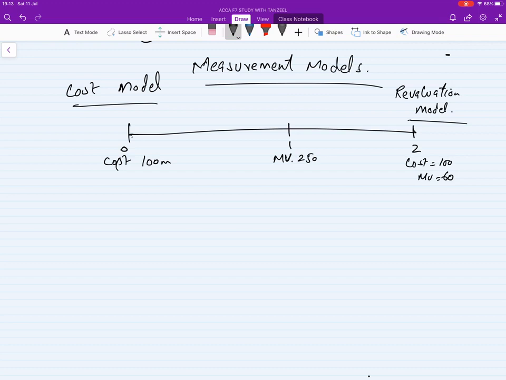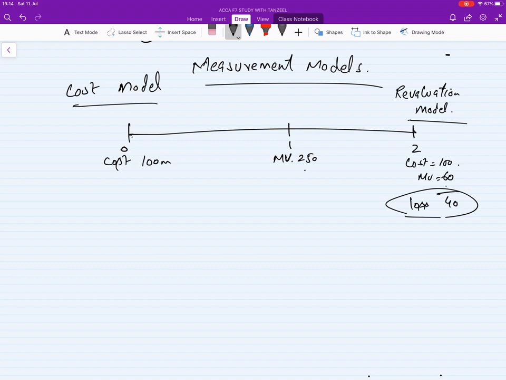And then in the next year, the market value was reduced to 60 million. The actual cost was 100, but the new market value at year 2 has decreased to 60. It means from 250 to 60 there was a huge and massive loss. The director was like, no, no, no, let's start calculating as per the cost model and record a 40 million revaluation loss.